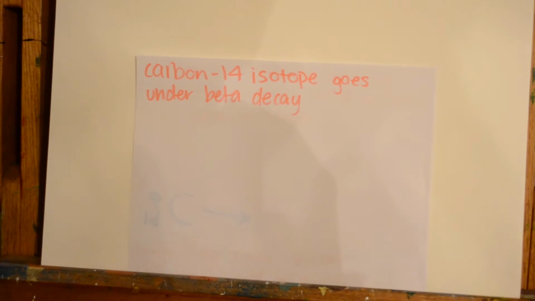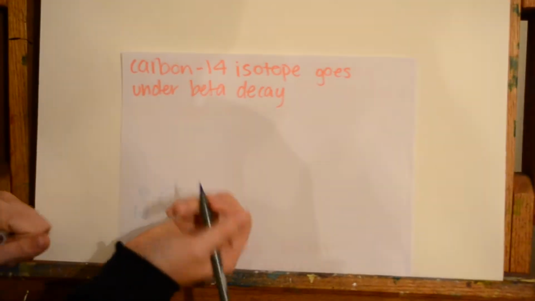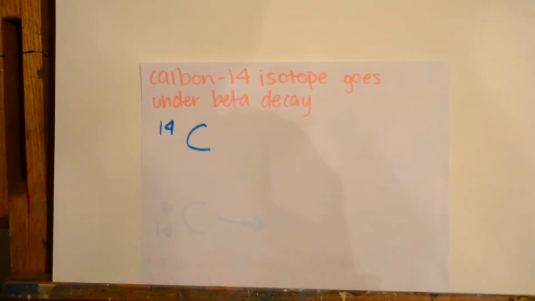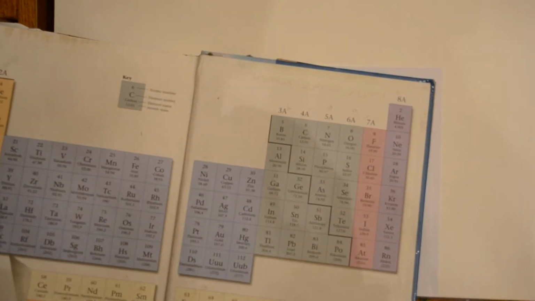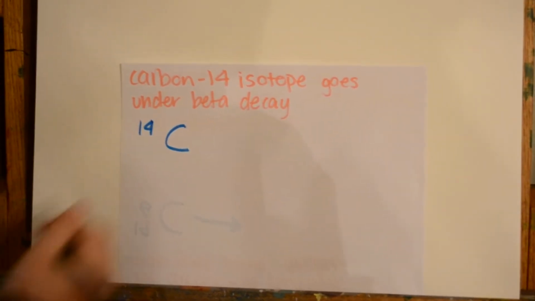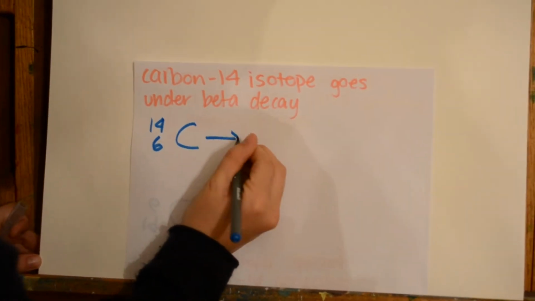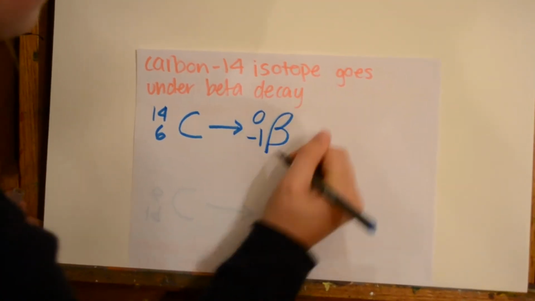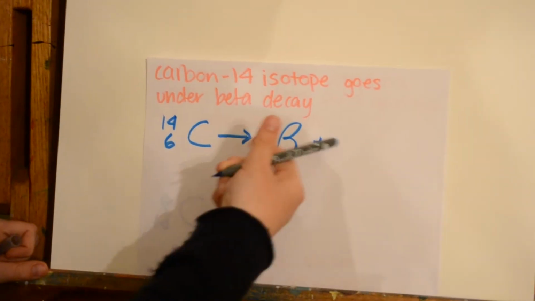Next is the beta equation. So we have carbon-14, which means that the mass number is 14, it's carbon, and to find out what the carbon atomic number is, you just look on the periodic table and you see that it is 6. And so you put 6 on the bottom, and then it yields a beta particle, which is 0 over -1 beta, plus whatever the other one is.